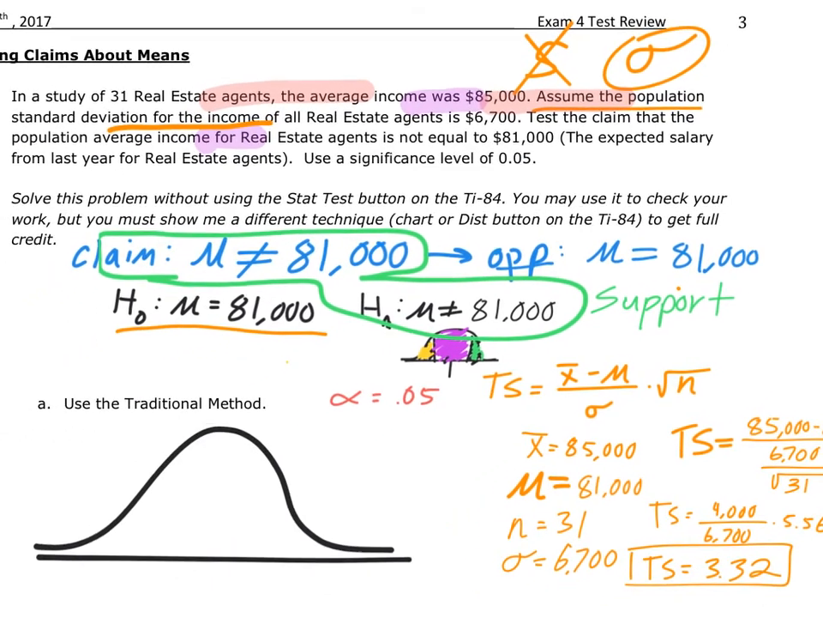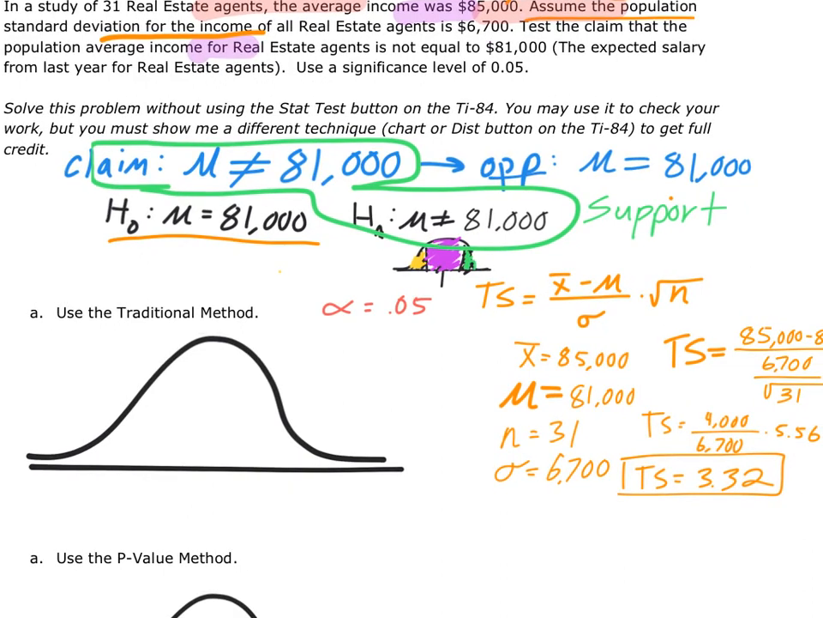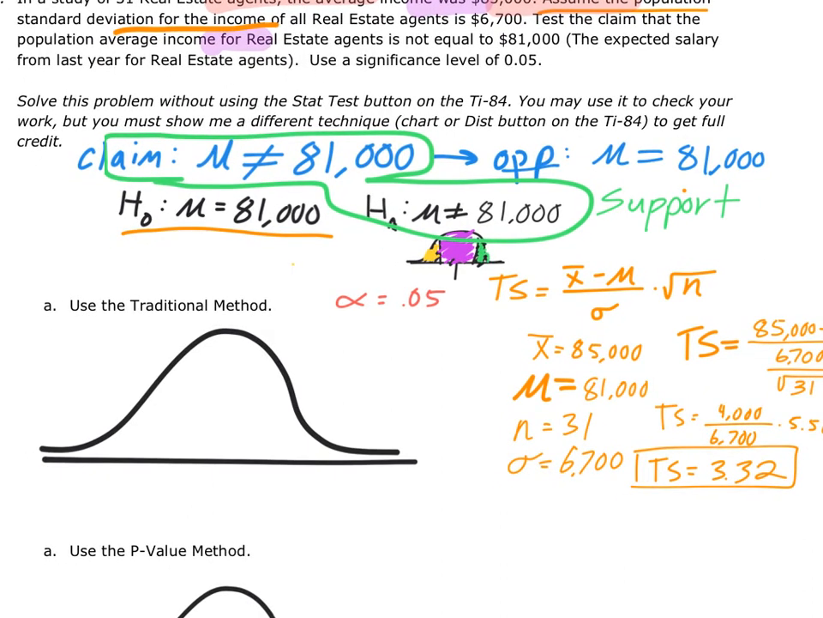Traditional method, I'm going to start with coming up with the rejection region, and then I'm going to plot the test statistic. The rejection region is all based on the alpha value. I've got an alpha value of 0.05, and I've also got an alternative hypothesis of not equal to. So I know it's going to be two-tailed. Remember I talked about that a second ago.